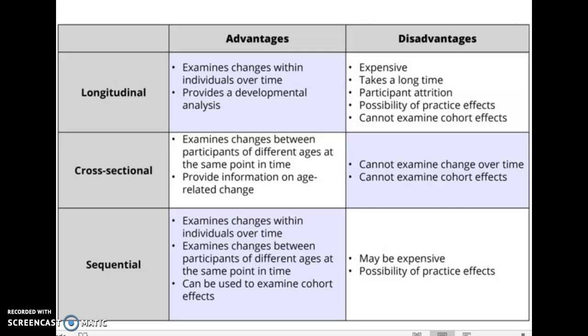So participant attrition is the next disadvantage. Over time, you lose participants, you lose track of them, they die, they decide they don't want to participate anymore, or they just can't be found. You know, some of them end up in jail, and prisoners is a whole different type of population and requires a whole different set of requirements and permissions and things like that.